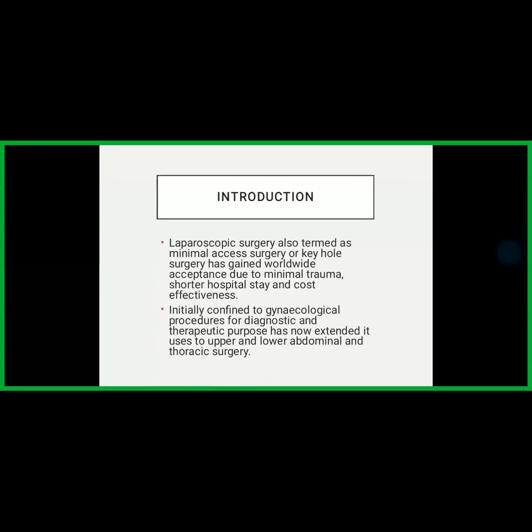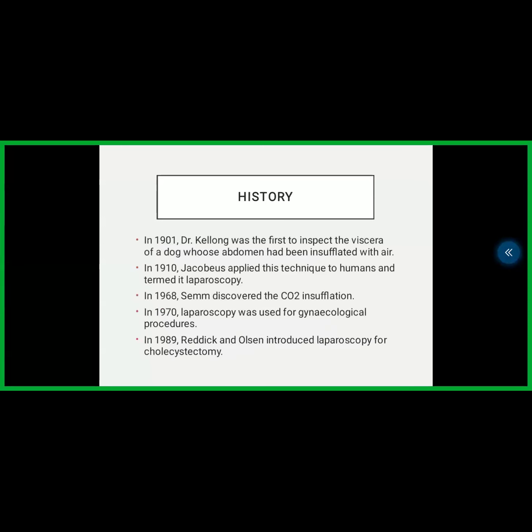So by way of introduction, laparoscopic surgery is also known as minimal access surgery or keyhole surgery, and it has actually gained worldwide acceptance because of minimal trauma, lesser costs, its cost effectiveness, and shorter hospital stay. It was initially confined to majorly gynecological procedures for diagnostic and therapeutic purposes, but now it has extended to include other subspecialties.